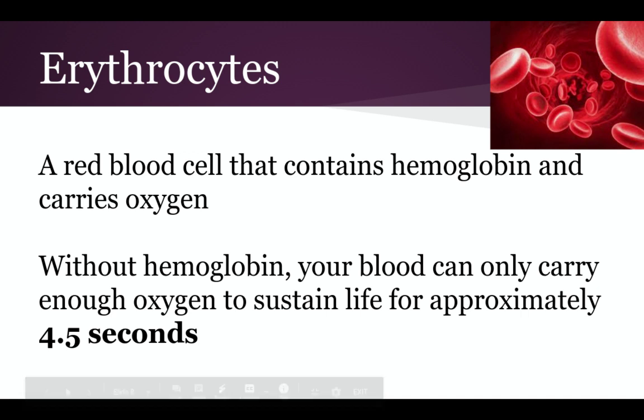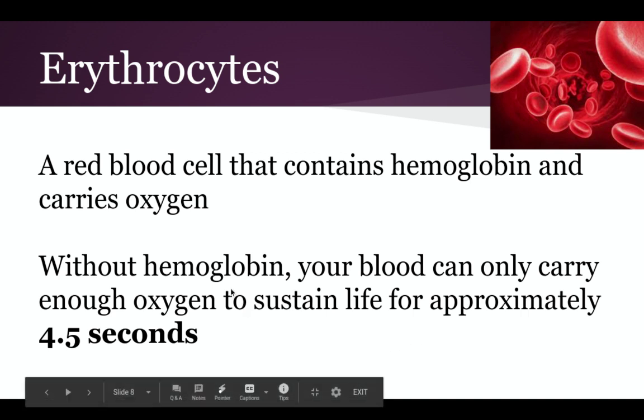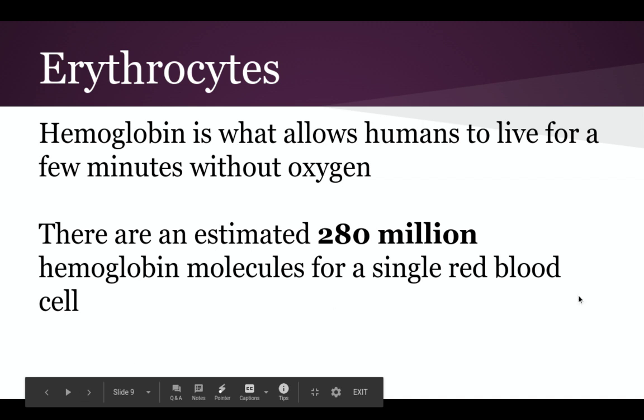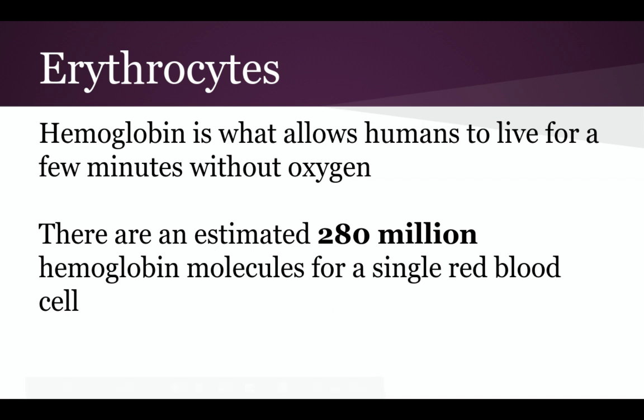Erythrocytes, a red blood cell that contains hemoglobin and carries oxygen. So that is what an erythrocyte is: a red blood cell that contains hemoglobin and carries oxygen. Without hemoglobin, our blood can only carry enough oxygen to sustain life for approximately 4.5 seconds. So really important. We need that hemoglobin for our oxygen to bind to and take to all of our cells. Hemoglobin is what allows humans to live for a few minutes without oxygen, because it's carrying all of the oxygen that we already have in.